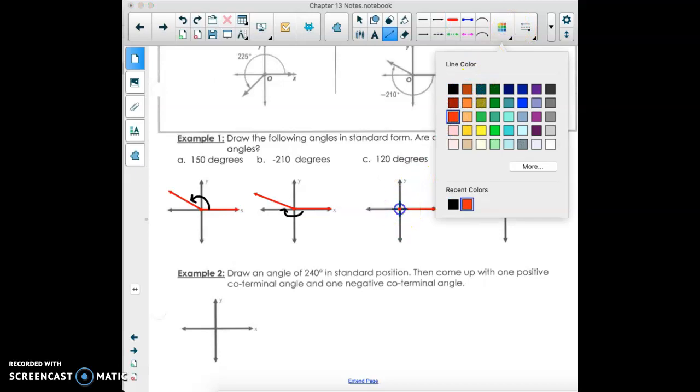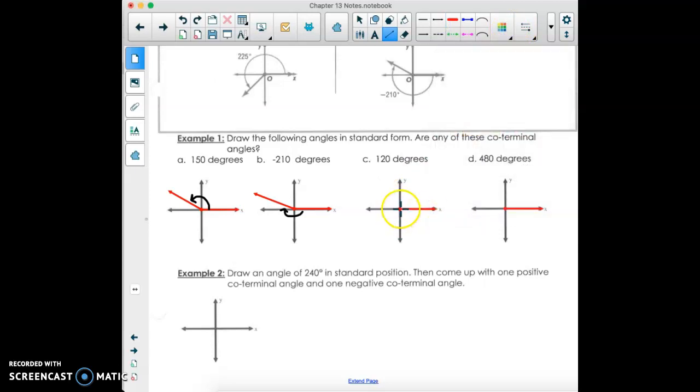This one, positive 120. We're going to start at that vertex and we're going to go up because it's positive. There's 90. There's 120. It's about 30 degrees past that angle. I'm going to do this one real quick and then I'll add that little line as well so that we remember. But I do want to do this one while I have this tool on.